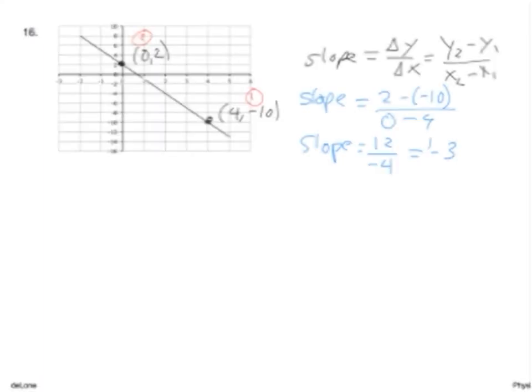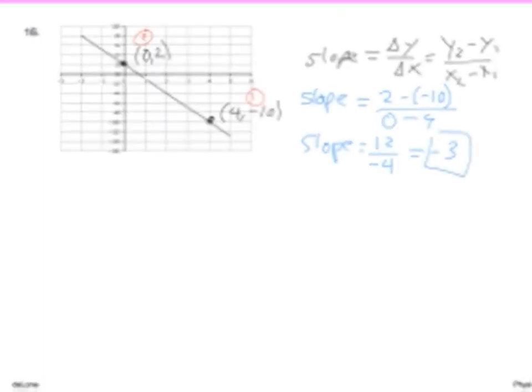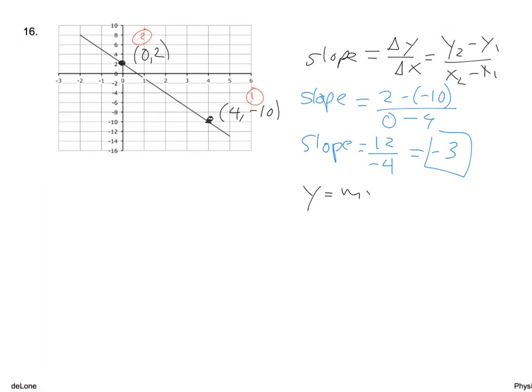or -3. Once again, I go to the general form for the equation of a line, y equals mx plus b. My slope is -3, and my y-intercept, I actually used one of my points as my y-intercept, so my y-intercept here is 2. So my full equation is y equals -3x plus 2.